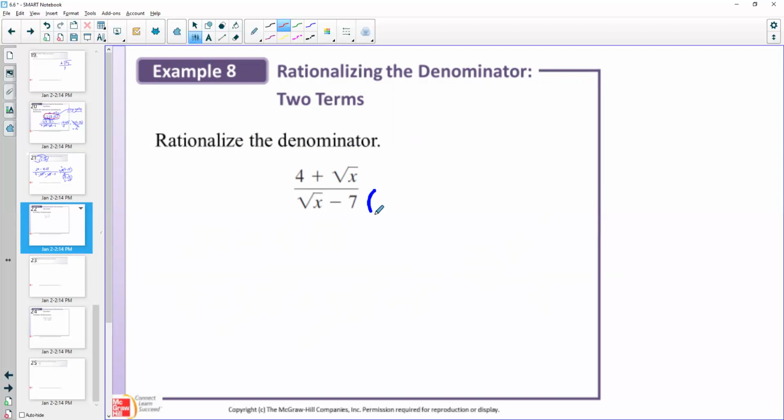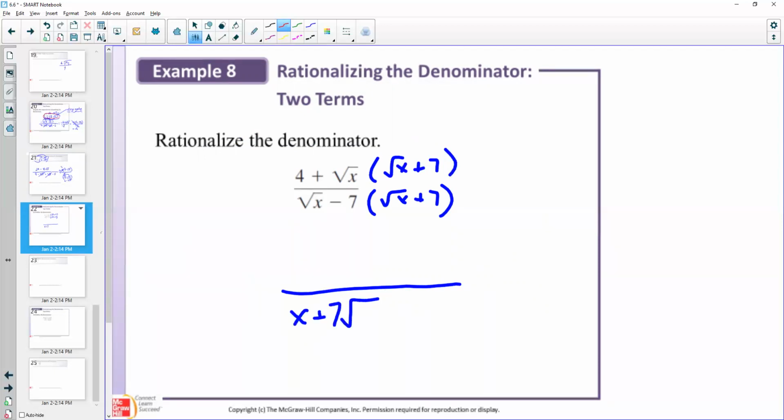Think about your conjugate. So it's radical x plus 7. And on the top, it's radical x plus 7. I'm going to FOIL in both spots. So in the denominator, I'm going to get radical x times radical x is x. Radical x times positive 7 is plus 7 radical x. And then minus 7 radical x. And then minus 49. Okay?